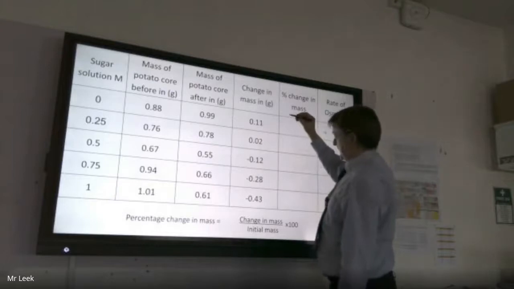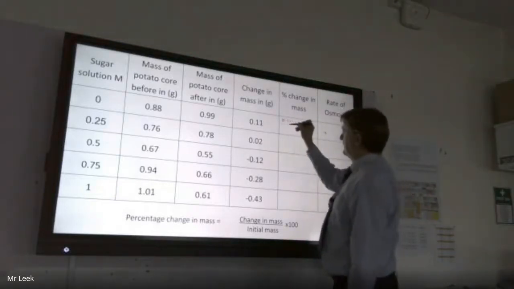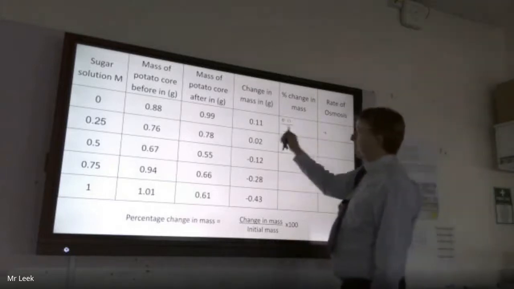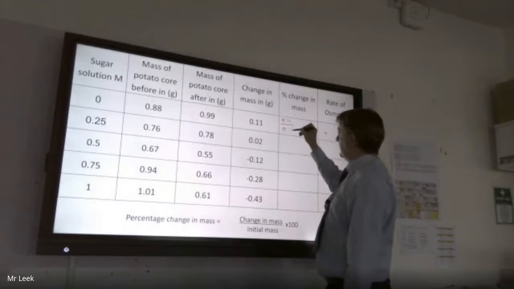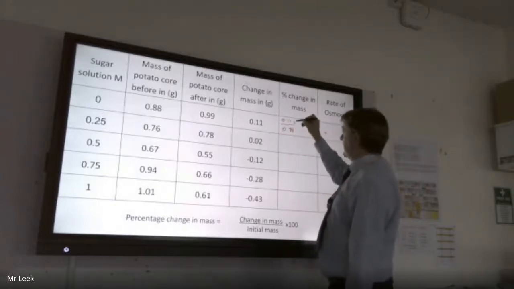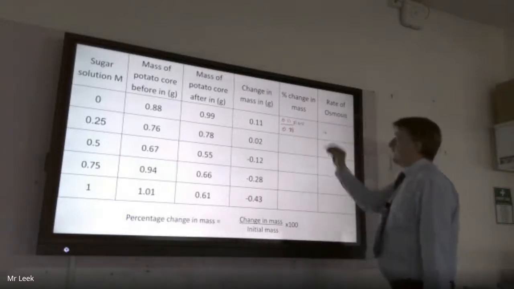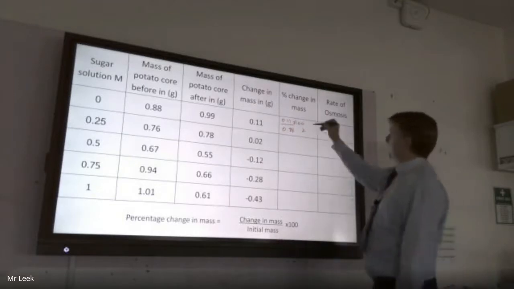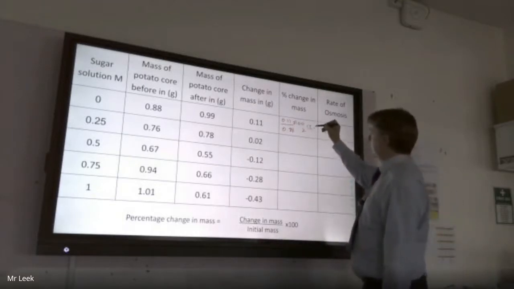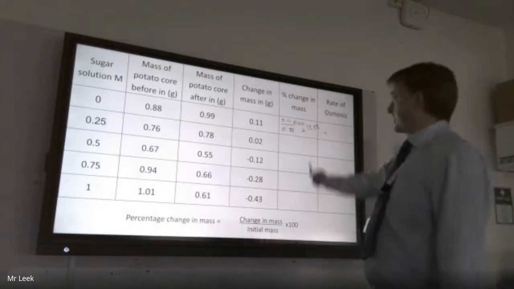You do change in mass, which is 0.11, divided by initial mass, which is over there, 0.88, times by 100. That's supposed to be a times. Then you do that sum, and I think it works out to be 12.5%.